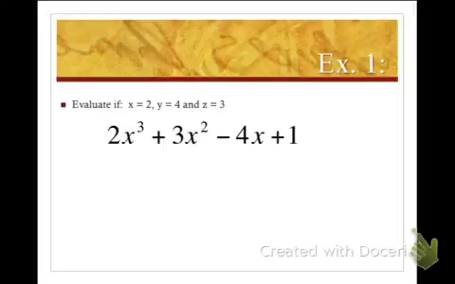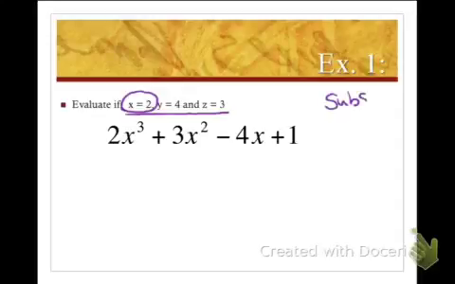So the first example that we see is evaluate if x is 2, y is 4, and z is 3. Now you'll notice in the variable expression that we see, which is the 2x to the third plus 3x squared minus 4x plus 1, that it's all using x's as our letters. So we're only going to rely on the fact that x equals 2. So the first step that you have to take is you need to substitute your values in. And again, you want to use parentheses.